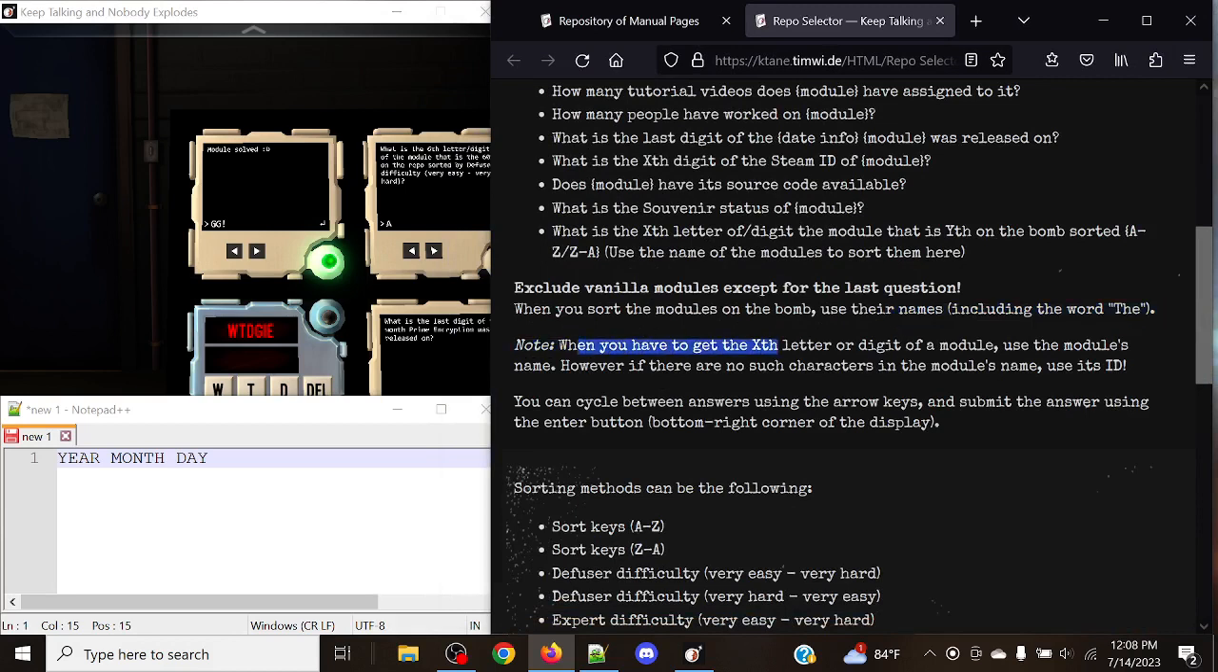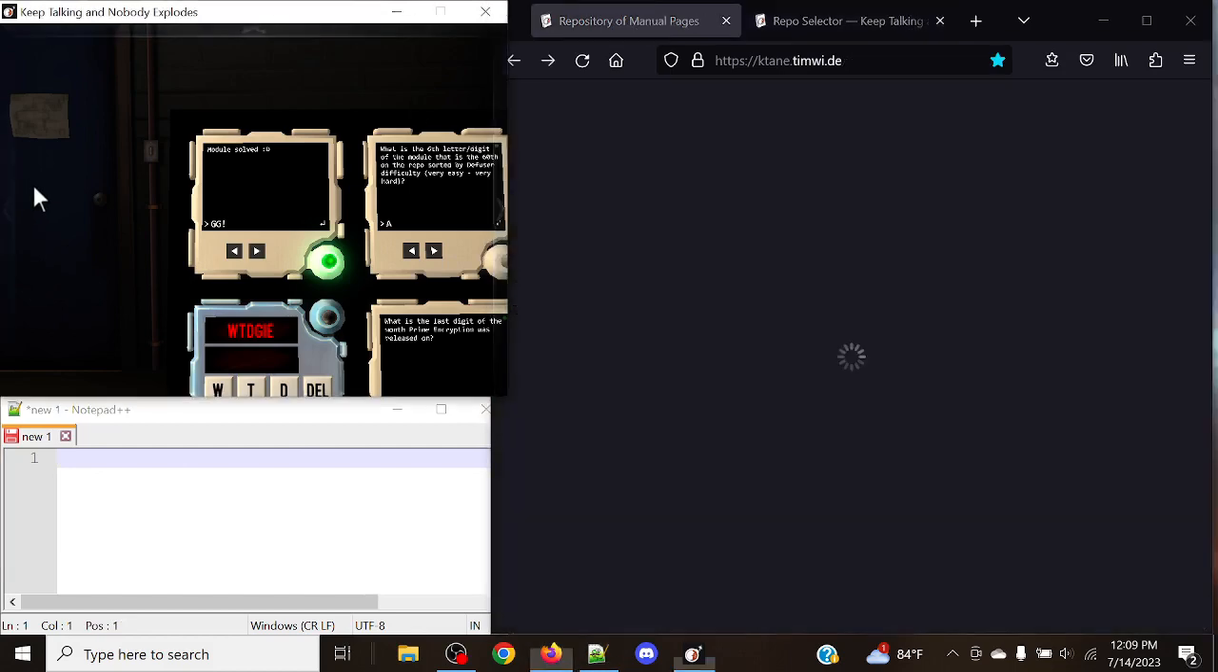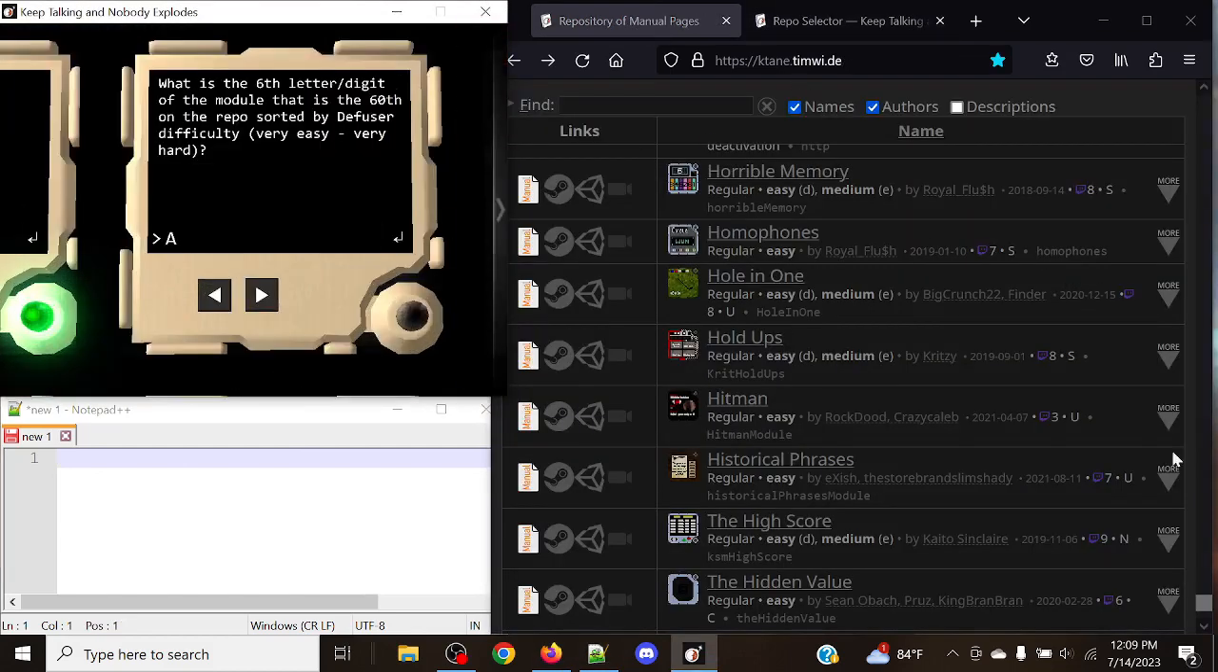So when you get the nth letter or digit of a module, use the module's name. However, if there are no such characters in the module's name, use its ID. So if we happen to land on something where there happen to be all of these special characters in the name, you're simply going to go into its mod ID. That's going to be the case where you get something with special characters where it doesn't work. So now let's start answering some more questions.